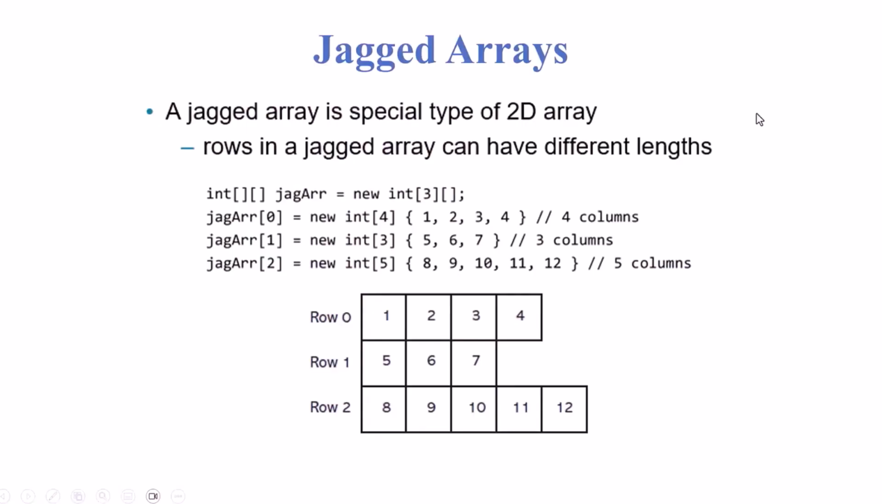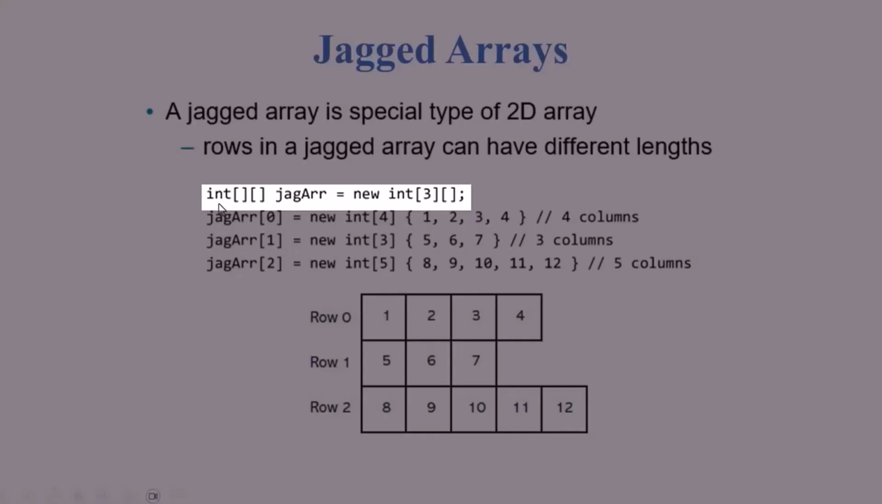That sounds very confusing, but let's take a look at this from a practical sense. If you look at a jagged array, it's set up like this. It's a special type of 2D array. Rows in a jagged array can have different lengths. And it's set up like this: int with 2 sets of brackets. One is going to be the rows, one's going to be the columns. We give it a name, jagged array, whatever you want to call it, and set it up as a new int 3. We're going to be storing integers in here. So we're going to have 3 rows, and we're going to have a number of columns. We don't know how many because all those individual arrays are different.